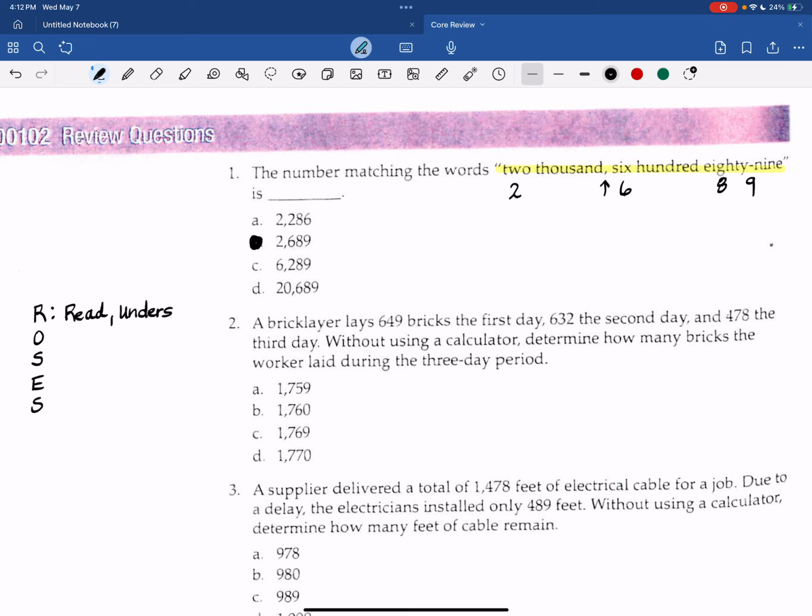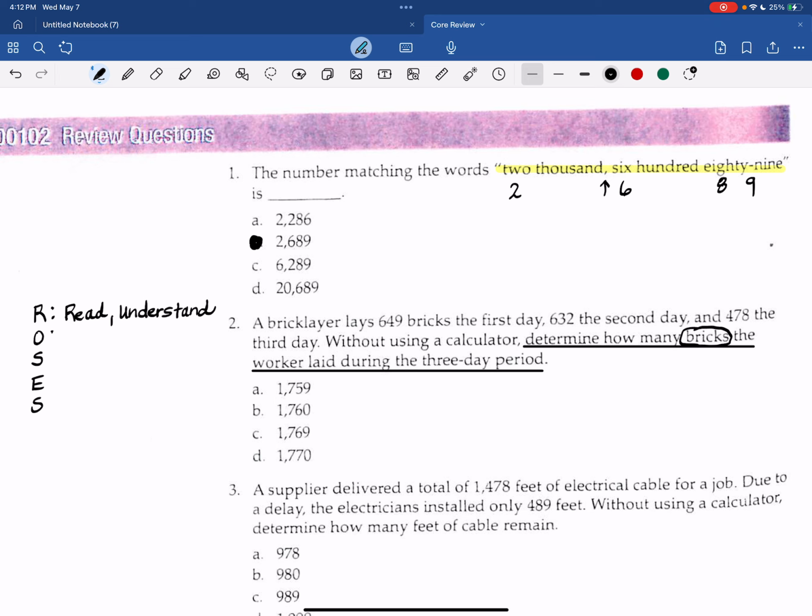I also told them to underline the question, if it's possible to do that. So we don't have a question mark, but we do have an instruction here. Determine how many bricks the worker laid in the 3-day period. We also want to identify our unit. We are going to be looking for bricks.